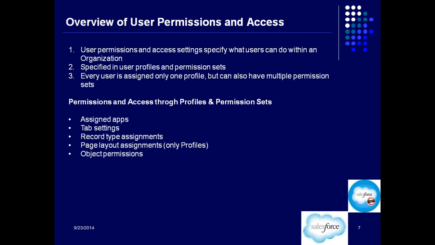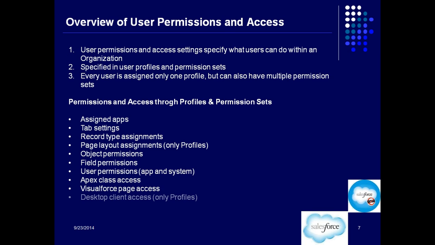Object permissions, so the object level security that we were talking about. Field permissions, the field level security that we were talking about, that is controlled through profile. User permissions, so what users can do on the system, right? Apart from these permissions, what the user can do, like is he an administrator, can he go and edit some other user details and all that stuff, that is what is given. Apex class access, Visualforce page access, so this is the programming side of it. So the access to the coding, access to the Visualforce, and then desktop client access.